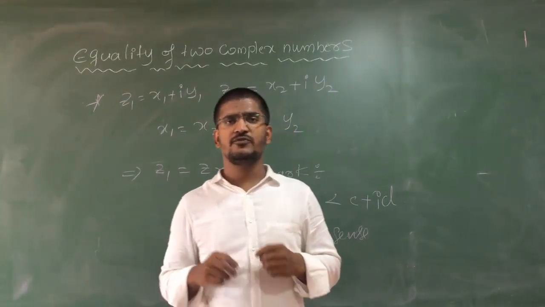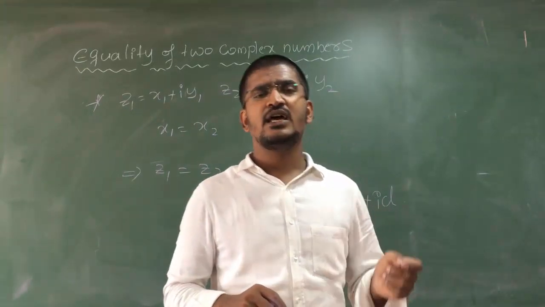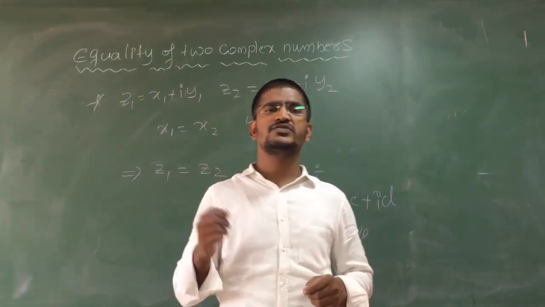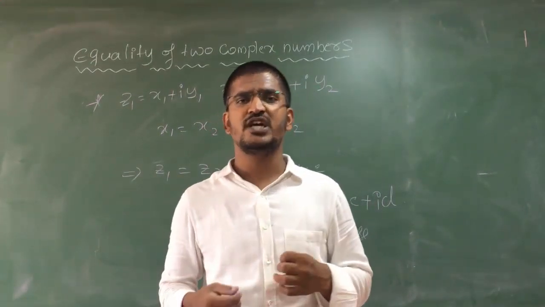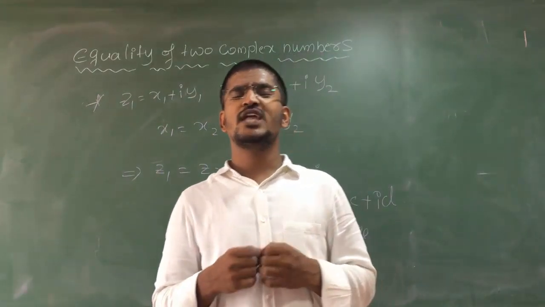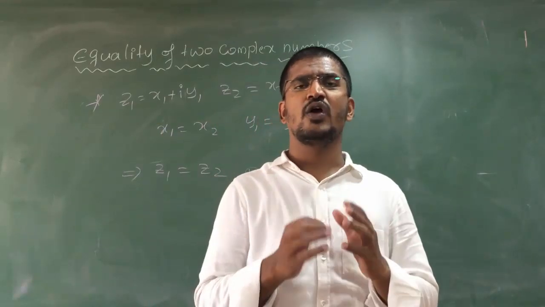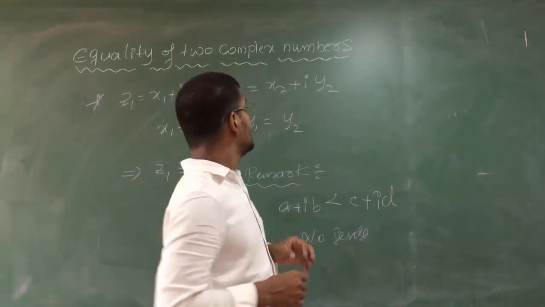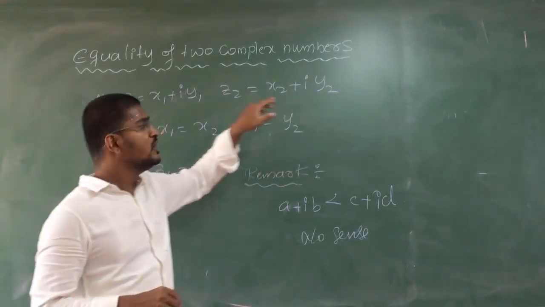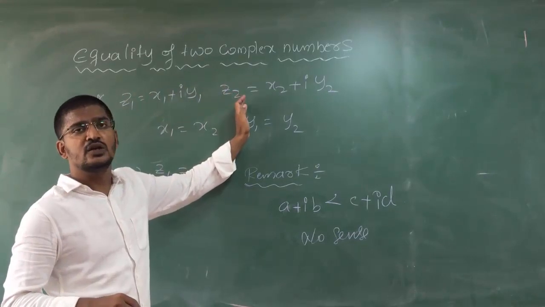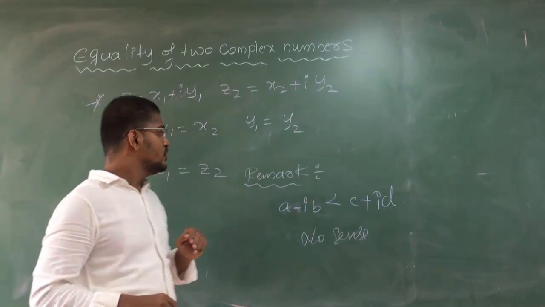So if Z1 equals Z2, it directly says that the real part of Z1 and the real part of Z2 are the same, and the imaginary part of Z1 and the imaginary part of Z2 are the same. So it says that Z1 and Z2, the two complex numbers, are equal. Clear? That is what I am explaining here. Z1 is x1 plus i y1, Z2 is x2 plus i y2. If Z1 is equal to Z2, x1 must be equal to x2 and y1 must be equal to y2.